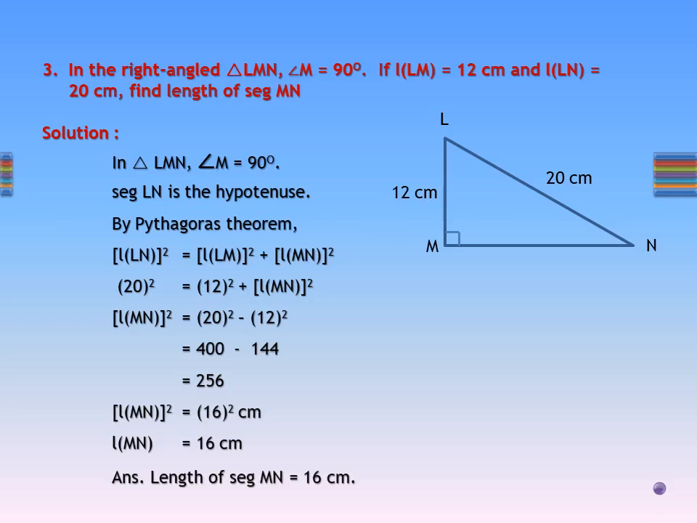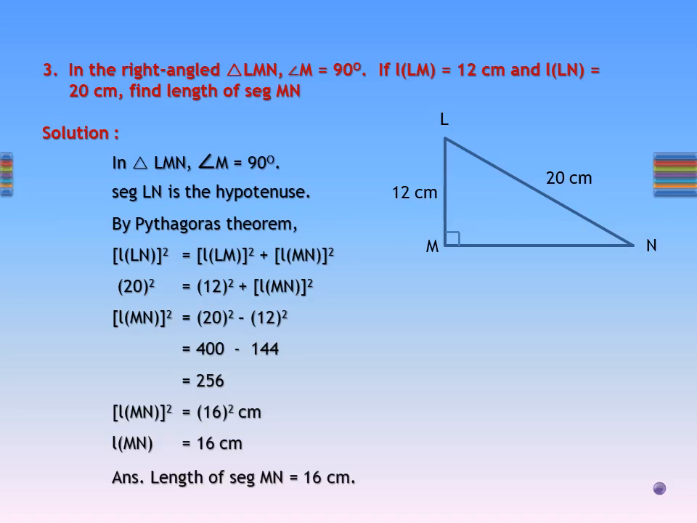So we'll write down what is given in triangle LMN. Angle M equals to 90 degree. So segment LN is the hypotenuse. Since it's a right angle triangle, again by Pythagoras theorem, length LN square equals to length LM square plus length MN square. Now let us substitute the value. LN is 20, so 20 square. LM is 12, so 12 square and length MN square.